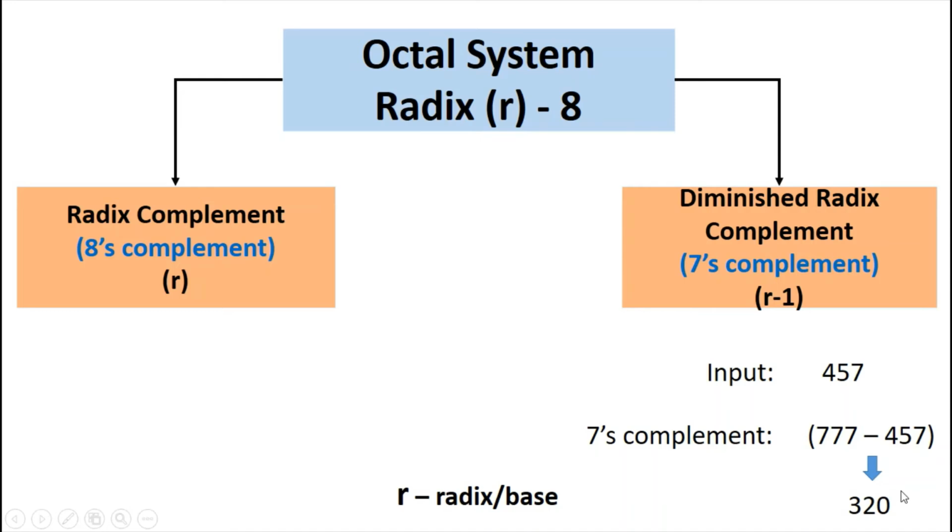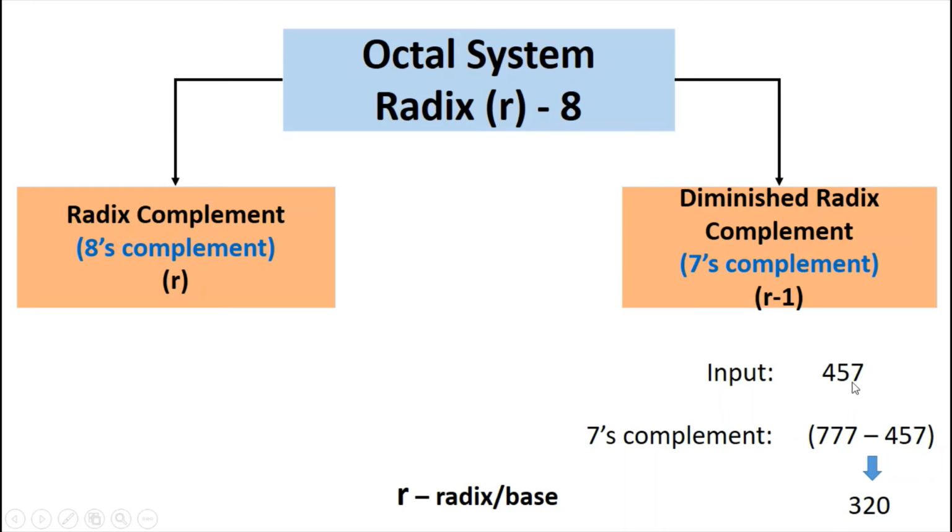Now again take note that whatever answer we get is also an octal number, and each digit has a maximum possible value of 7. So here 3 is less than or equal to 7, 2 is less than or equal to 7, and 0 is less than or equal to 7. So this is a valid octal number.